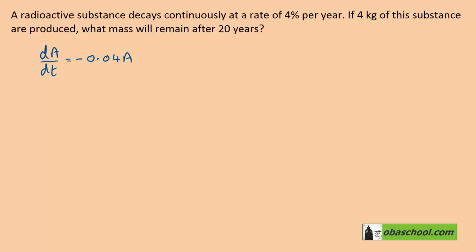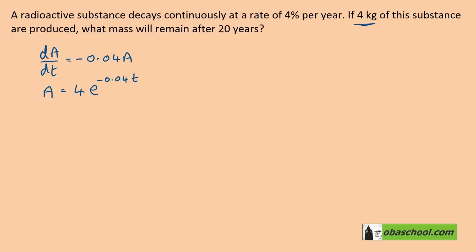Well, we know that the solution to this would be 4e to the negative 0.04t, where the 4 is the initial amount of 4 kilos. Just think, t is 0 gives you e to the 0 here. And we know that the solution to this type of differential equation is of this form.